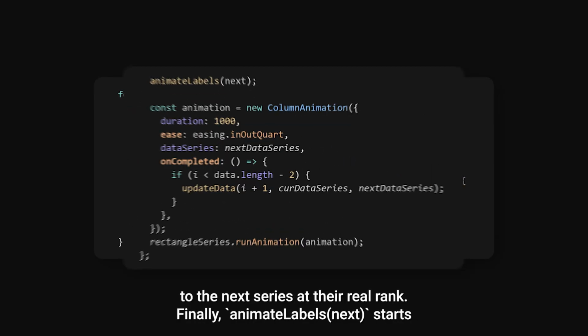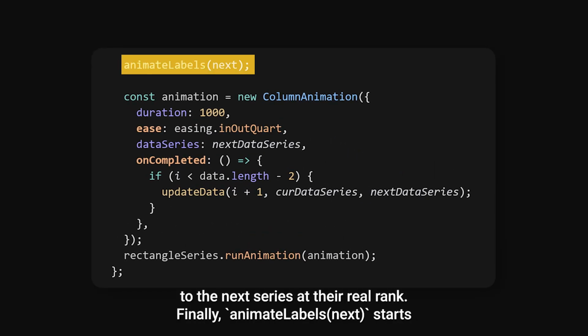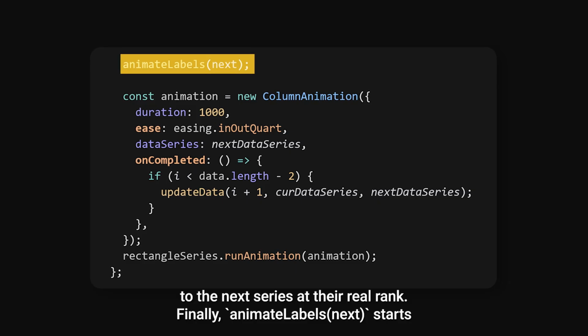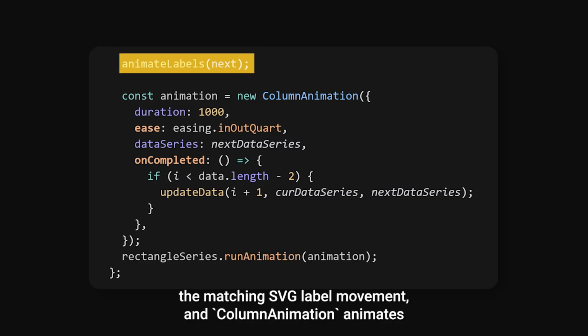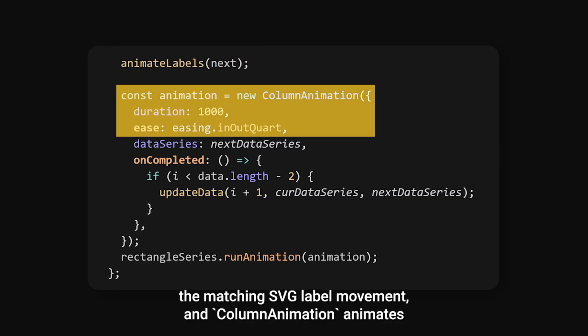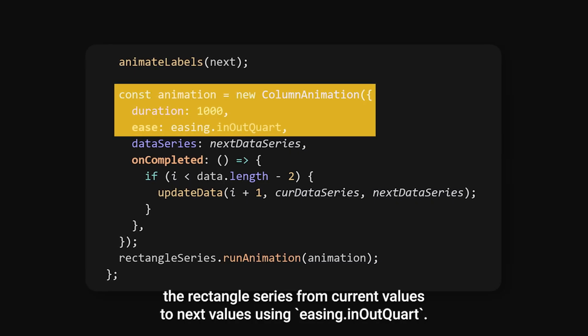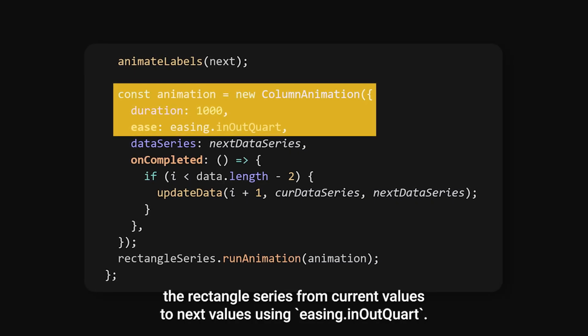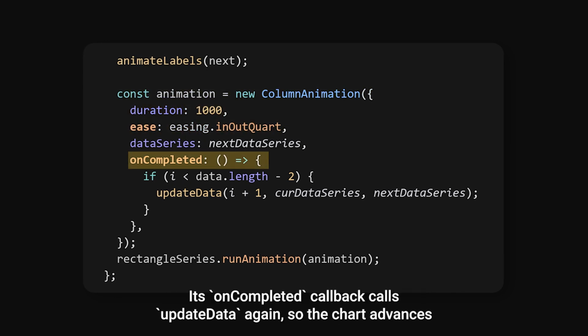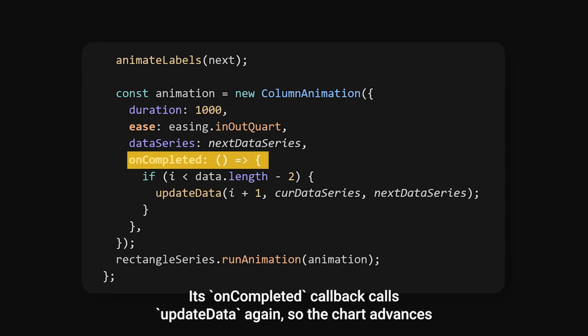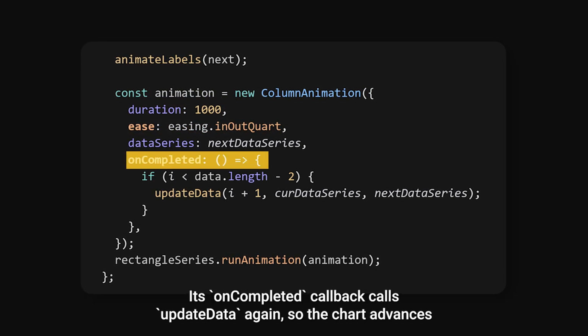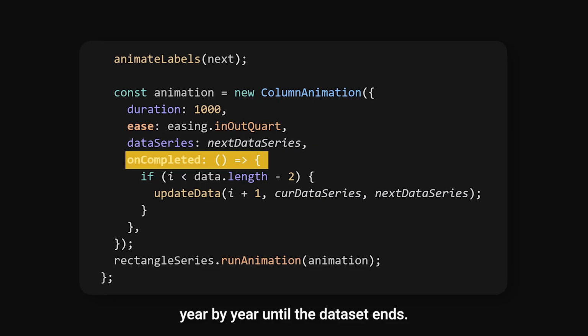their real rank. Finally, animateLabels(next) starts the matching SVG label movement, and column animation animates the rectangle series from current values to next values using easing inOutQuart. Its onCompleted callback calls updateData again, so the chart advances year by year until the dataset ends.